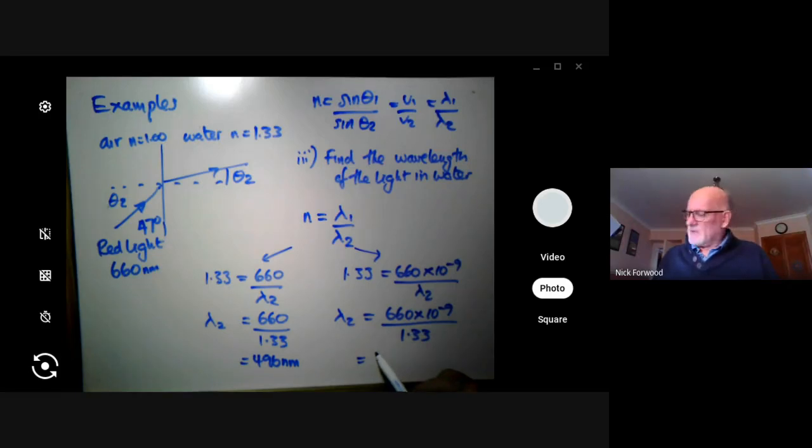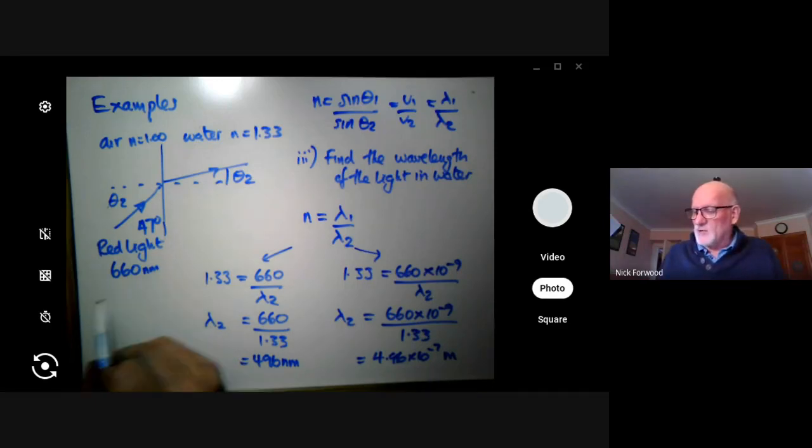496 times 10 to the negative 9. It probably wouldn't appear like that on your calculator. It would be 4.96 times 10 to the negative 7, probably, meters. And you could write it down as that, or you could have worked out that when you do that, you get 496 times 10 to the negative 9, because nano is times 10 to the negative 9.